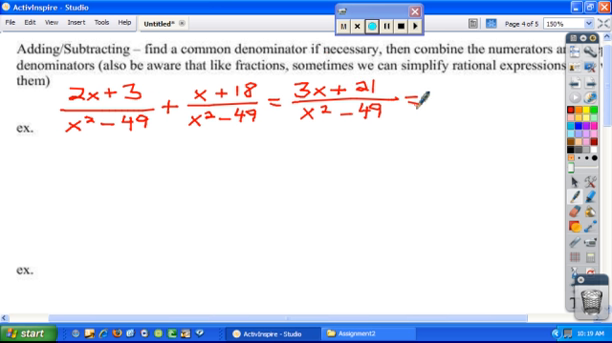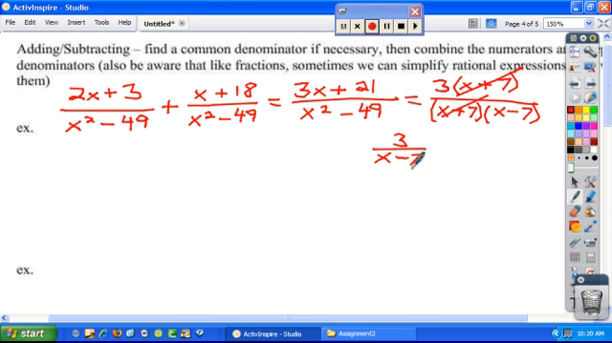I'm combining like terms. And 3 plus 18 is 21. All right, now, just like when you added fractions, when you get done, sometimes you may have to reduce. So let's factor the top and bottom and see if we have to reduce. I factor out a 3 from the top, and the bottom is our old friend, the difference between two squares. So I factor that. The x plus 7's cancel, and I get 3 over x minus 7 left.